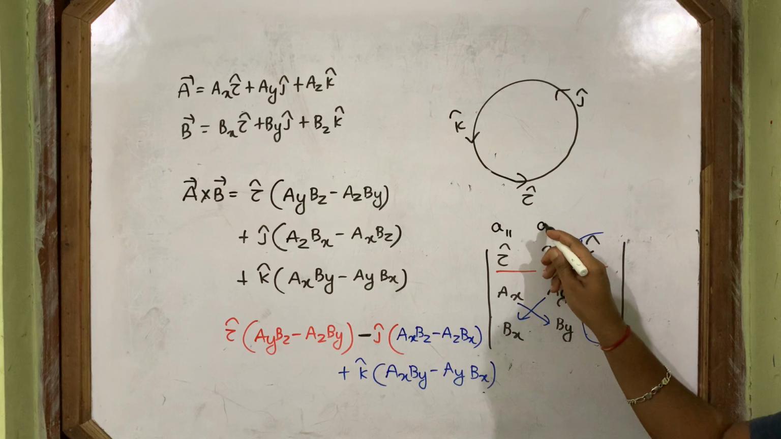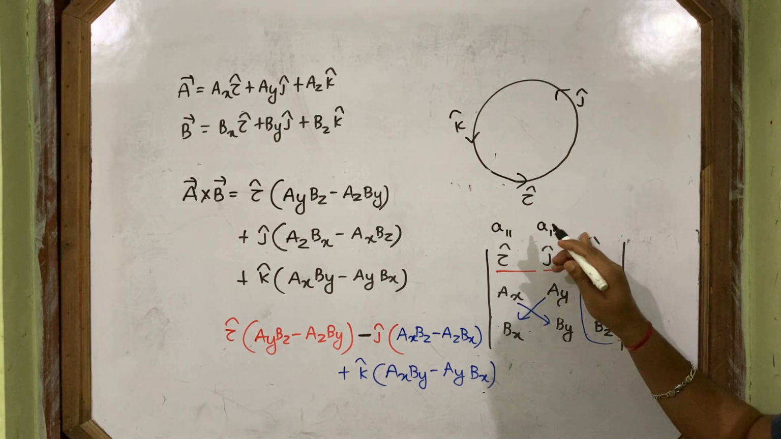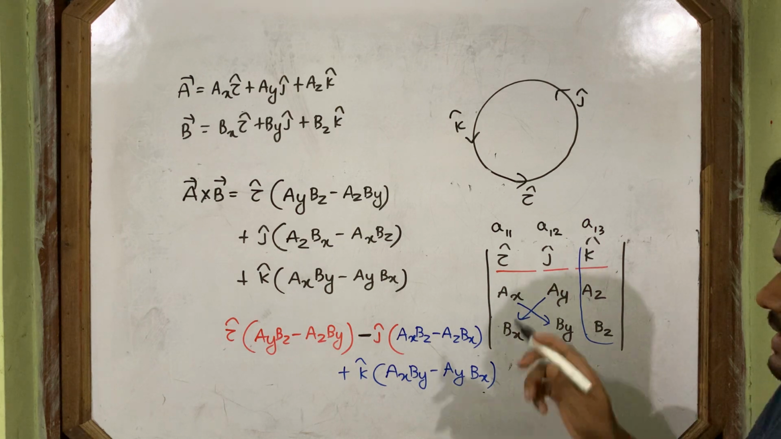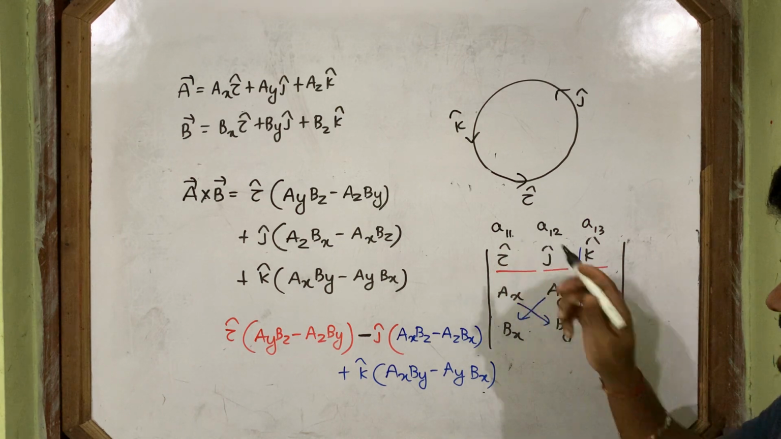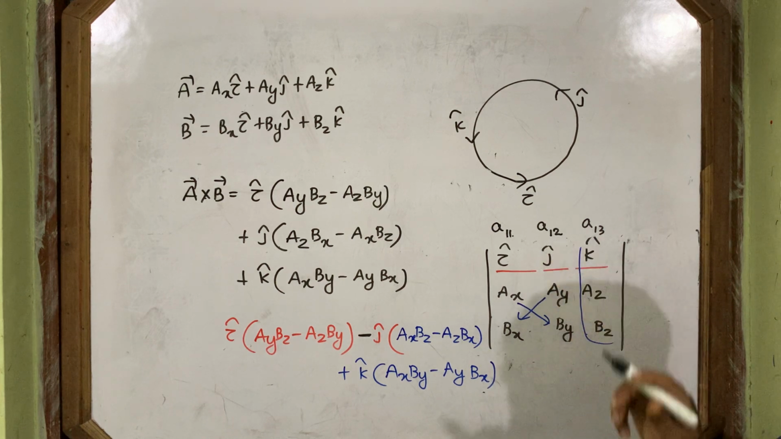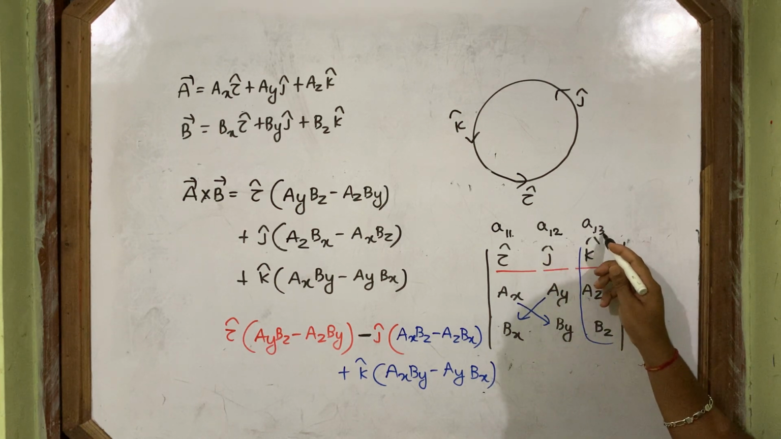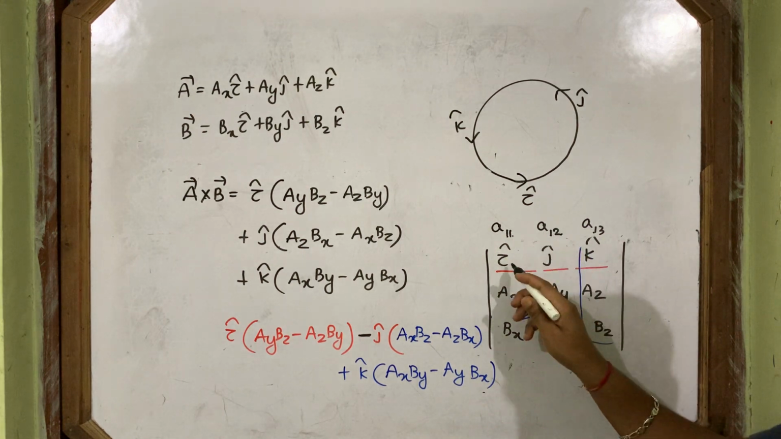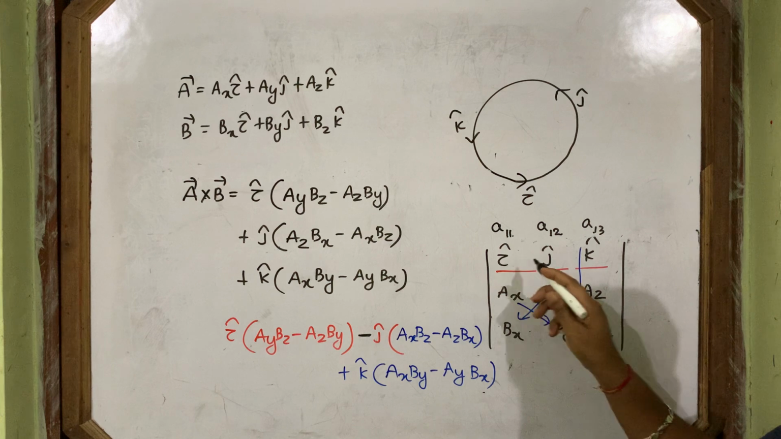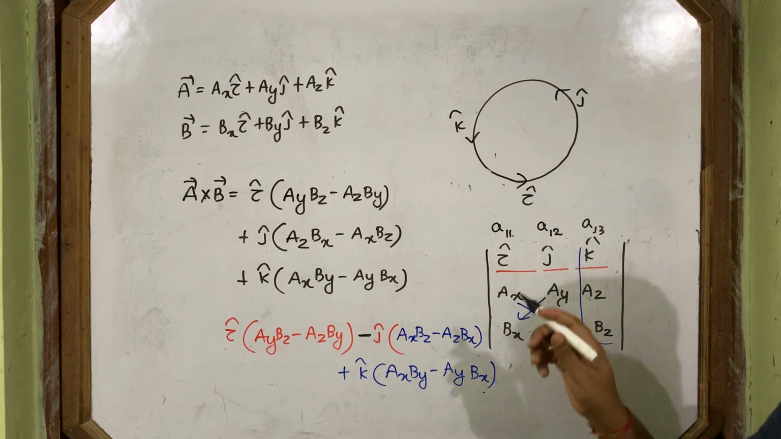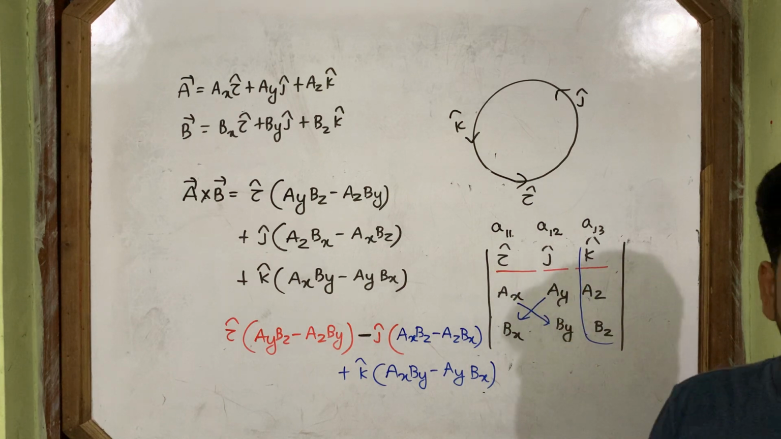A11. This one is written as A12, and this one is written as A13. The first digit stands for the row, the second digit stands for the column. These are just the symbols in place of this: A11, A12, A13. First one is row, second one is column.